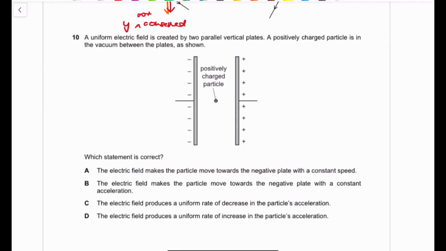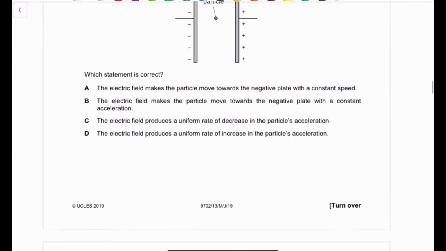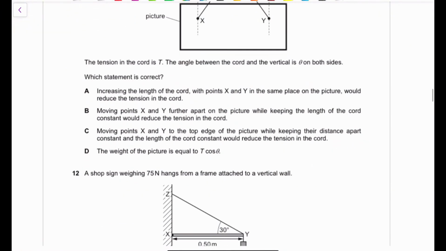And we're given a uniform electric field. Okay, so this is a topic on electric fields, and we no longer do electric fields in the syllabus from 2022 going onwards. So I will not be covering this question. And we're going to go to question number 11.